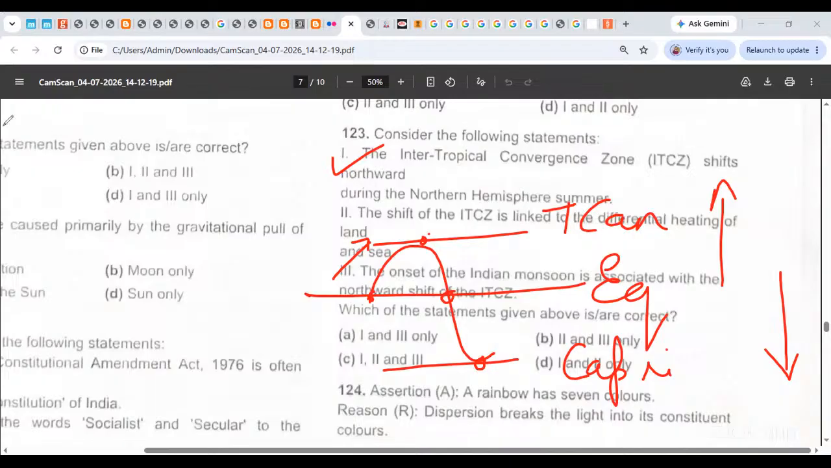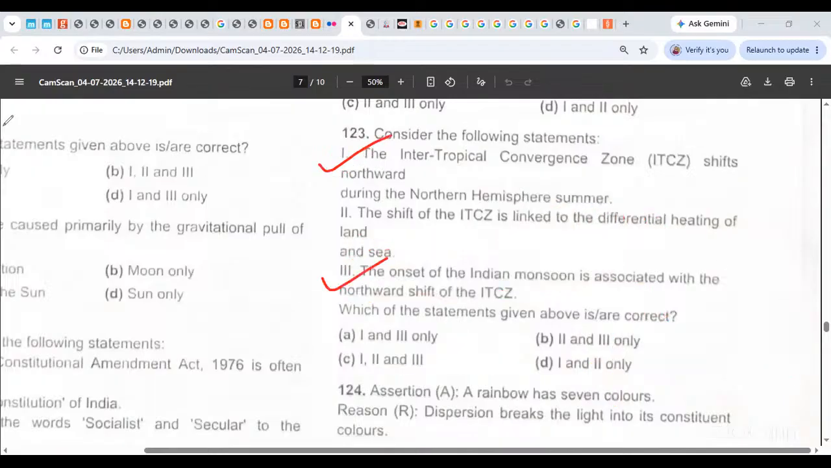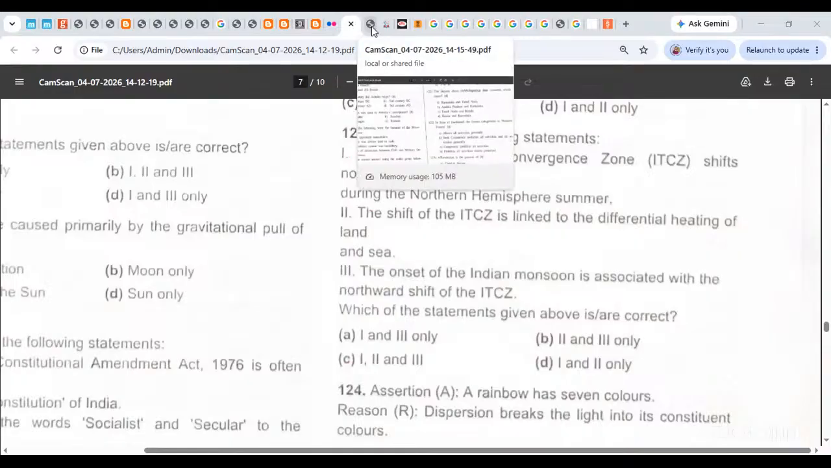So here we'll have to consider all three statements as correct. Yesterday I had told you that only two of these should be considered correct, because I had wrongly assumed that we should go with the apparent movement of the sun as the primary reason. But since the shift of the ITCZ is also linked to the differential heating of the land and sea, we'll have to go with this statement also. So the answer should be 1, 2, and 3. We are going with all three here. That's the only thing that we are correcting from yesterday.